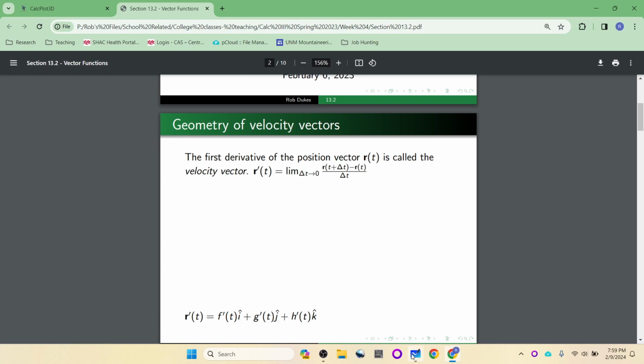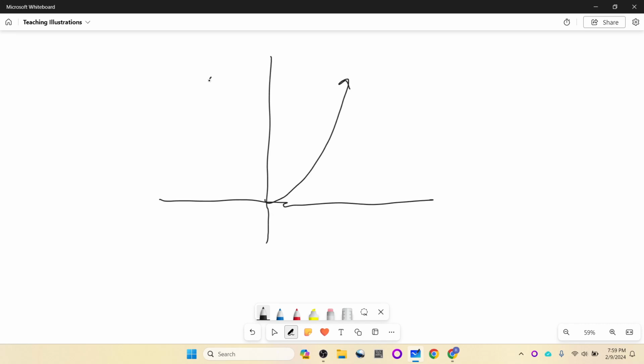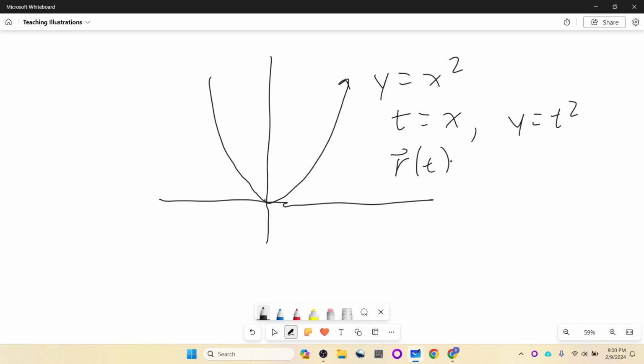So let's look at what that looks like in practice. Let's take a really simple example. Say a parabola. So the straightforward parabola of y equals x squared. Now we don't usually like to do that. We usually like to parameterize it. So we'll say t is x and y is t squared. So r of t is t, t squared.